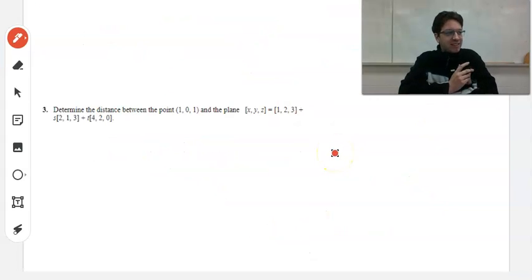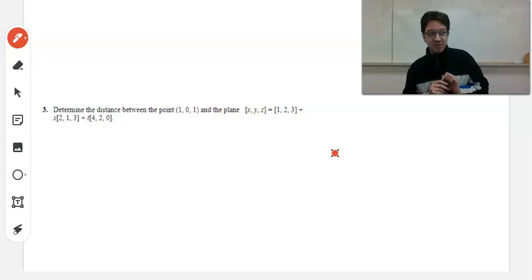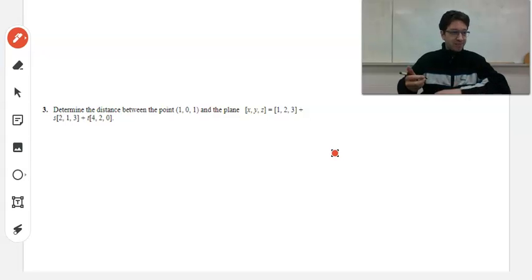So this question says, determine the distance between that point and the plane. Okay, now I've told you what the distance formula is, but the distance formula requires you to have the plane in Cartesian form or in scalar form. This gives us the equation of a plane in vector form. So the first thing we have to do then is go back and remember, how do you change a vector form equation to a scalar form equation?